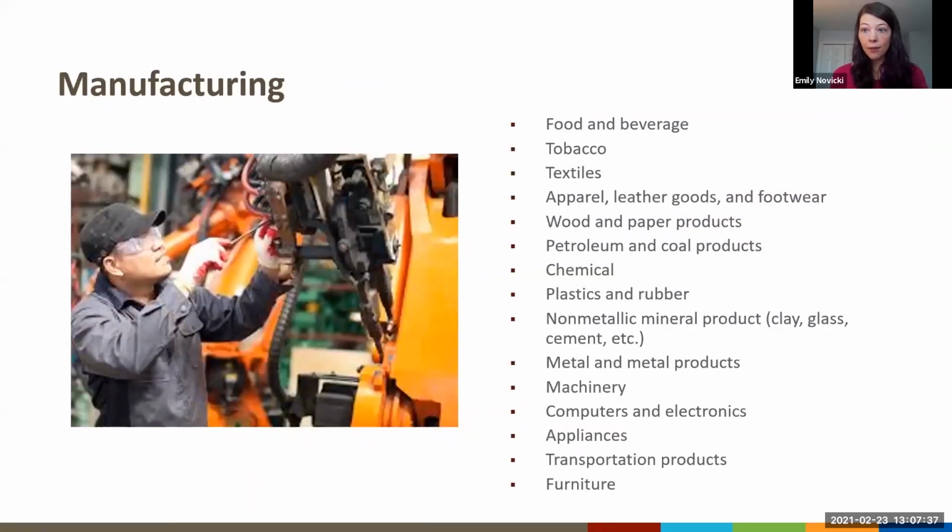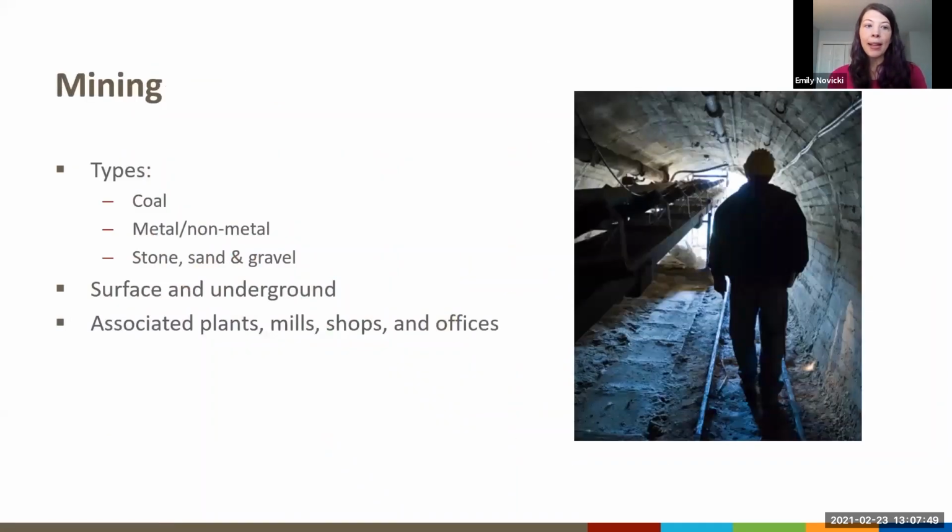Manufacturing, there are lots and lots of different types of manufacturing that you can see listed here, lots of sub-industries. This one is usually fairly easy to identify what goes in manufacturing, though, pretty straightforward. Mining, there are 3 different types. So you have underground coal, which I think is our most typical image of mining, but there's also metal, non-metal, and then stone, sand, and gravel. And some mining takes place at the surface, above ground. It's also part of mining, and the associated plants and mills.